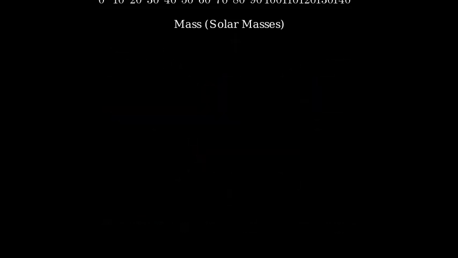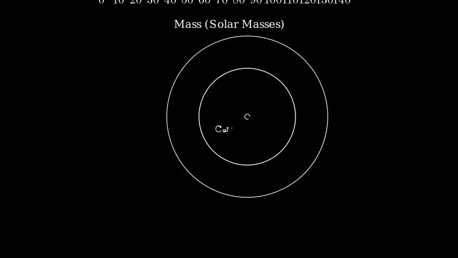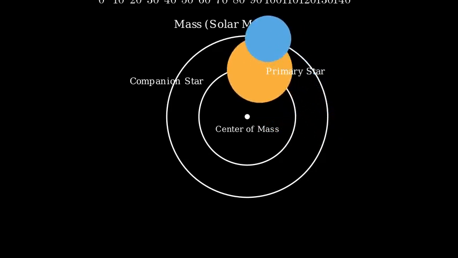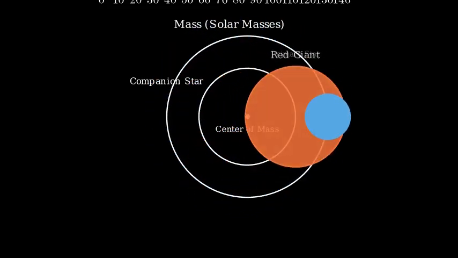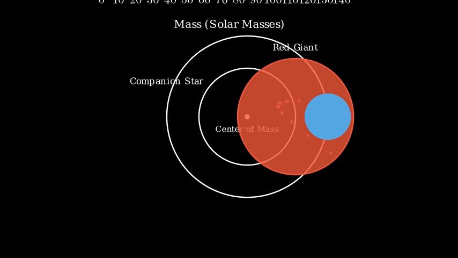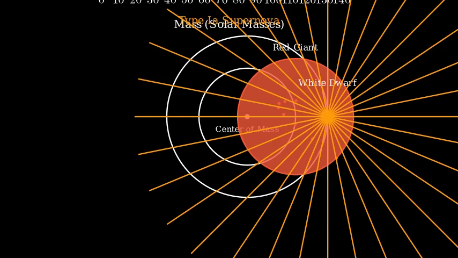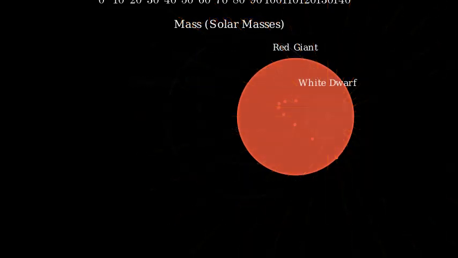Finally, let's briefly talk about binary star systems. Many stars in our galaxy exist in pairs or multiple systems, orbiting around their common center of mass. When stars in a close binary system evolve, they can interact in fascinating ways. For example, when one star expands into a giant, it may transfer mass to its companion. This mass transfer can lead to spectacular events. If a white dwarf accretes enough matter from its companion, it can trigger a runaway nuclear reaction and explode as a Type Ia supernova.